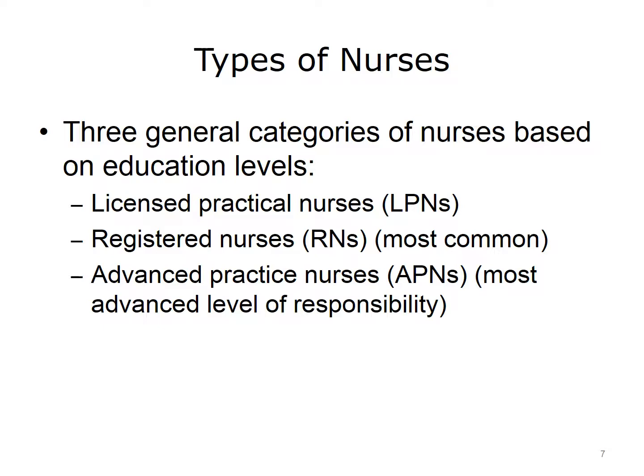APNs have the greatest amount of education and the most responsibility. For example, APNs can prescribe medications. LPNs and RNs cannot. Most U.S. nurses are RNs. The next slides describe what each type of nurse does, how they are educated, and where they work.